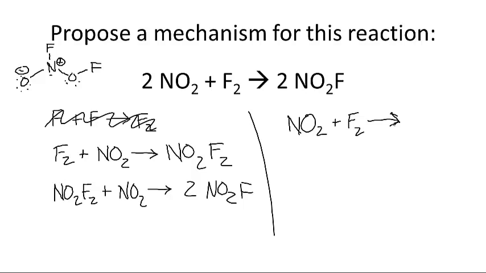So in this first proposed mechanism, we just combined NO2 and F2. What could be different here? All right, this could make NO2F plus F. So in other words, the NO2 comes along, breaks up the F2 molecule, bonds with one of the fluorines, and now we've got a molecule of our product. How are we going to make the second molecule of our product? Joel?